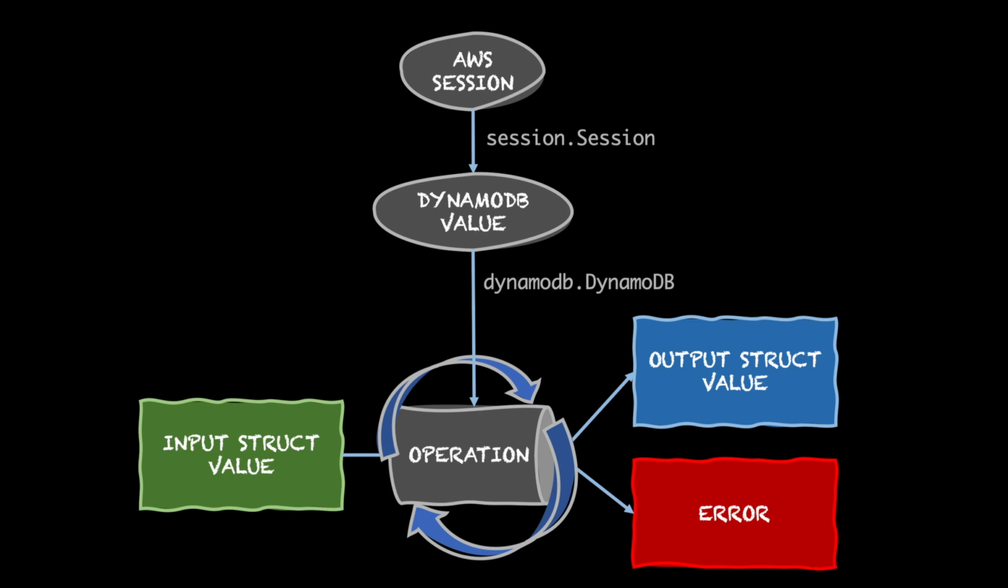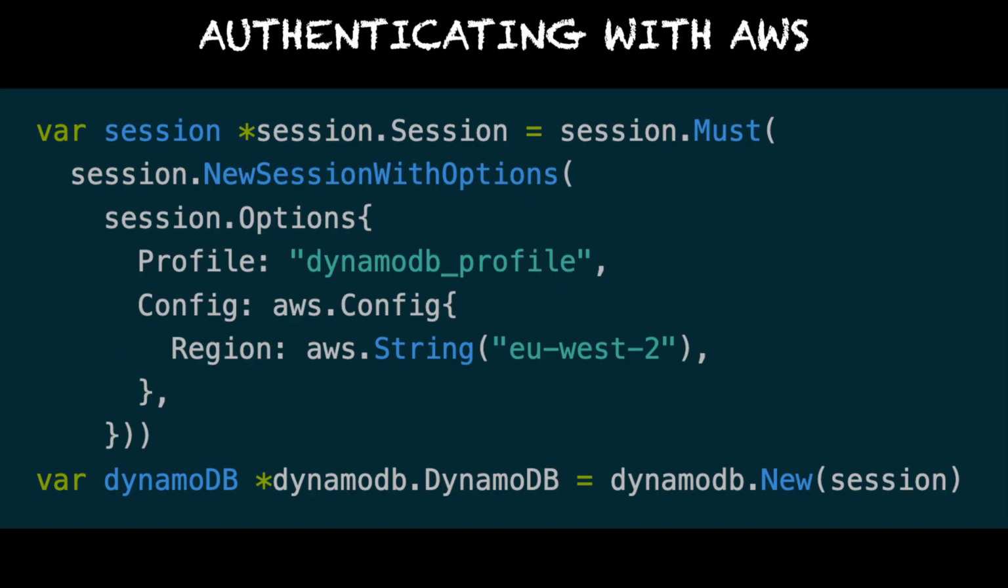Let's now zoom into each stage. Here we have the creation of a session value from which we then create a DynamoDB value. The session package has a number of authentication approaches. In our case, we specify a profile, which is saved to my local machine, and a region. We may need fewer options if we're using role-based authentication in a lambda context. With these few lines of code here, we are now ready to make queries against DynamoDB.